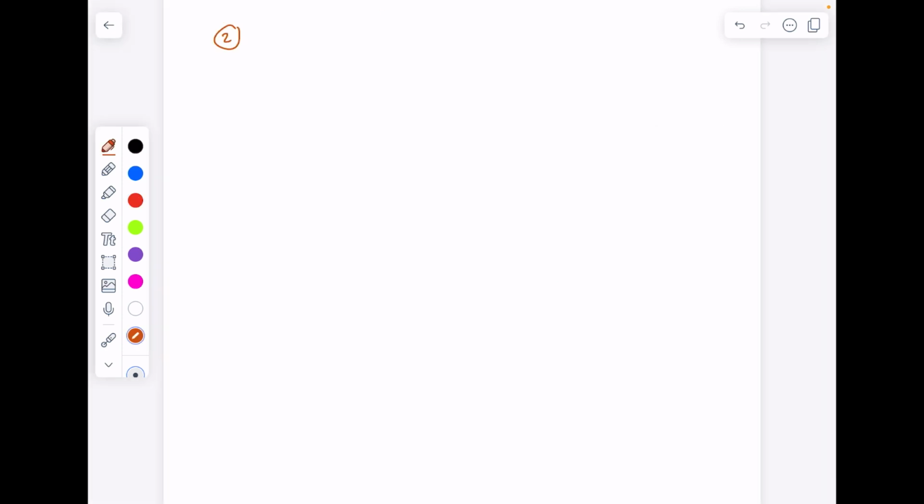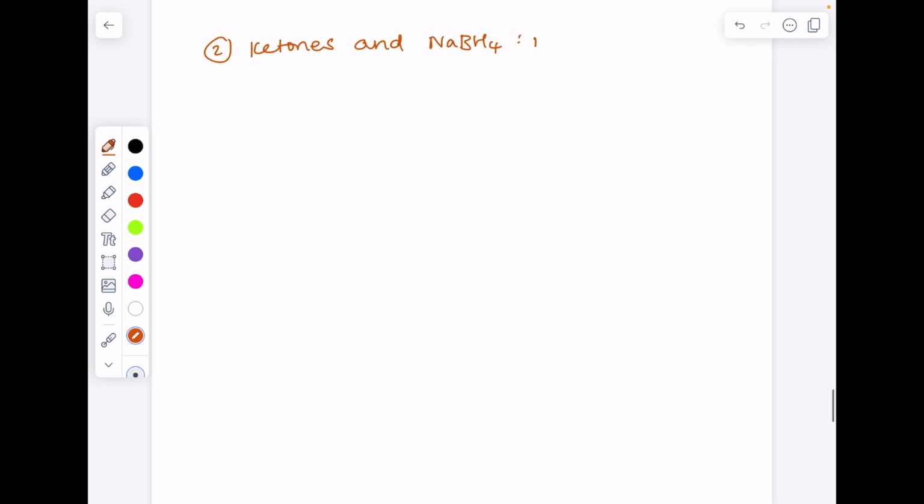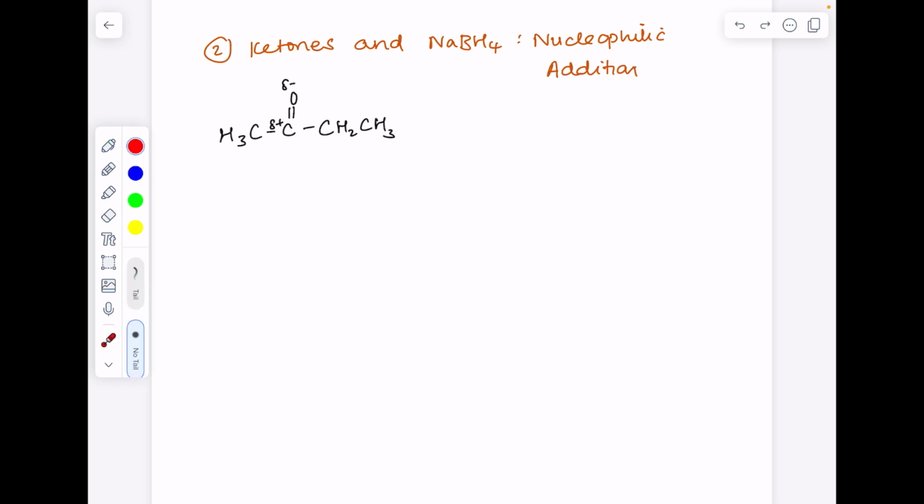Let's do a similar mechanism now involving ketones and NaBH4. Again, it's going to be a nucleophilic addition reaction. We're going to be adding our nucleophile. There's our slightly negative oxygen, slightly positive carbon. Don't forget to use the opportunity here to attempt to name this ketone. We have 1, 2, 3, 4 carbons, so it's simply butanone.